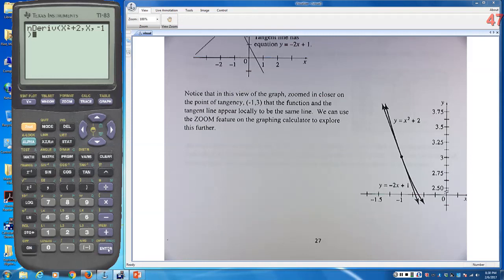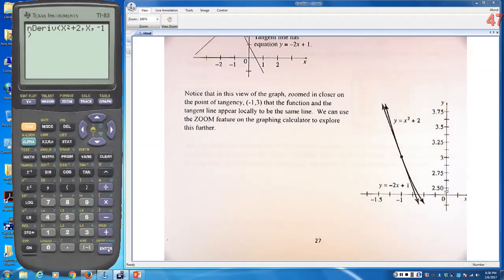Now, before I go on with this, I want to check with the 84 people and make sure that you're getting it in right. So we just look around and see what the 84 folks are doing. Okay, now you're going to have to type your x right there. Your x comes first, and then whatever your function is, x squared plus 2. And then that value is -1, the point where you want to find that derivative value.